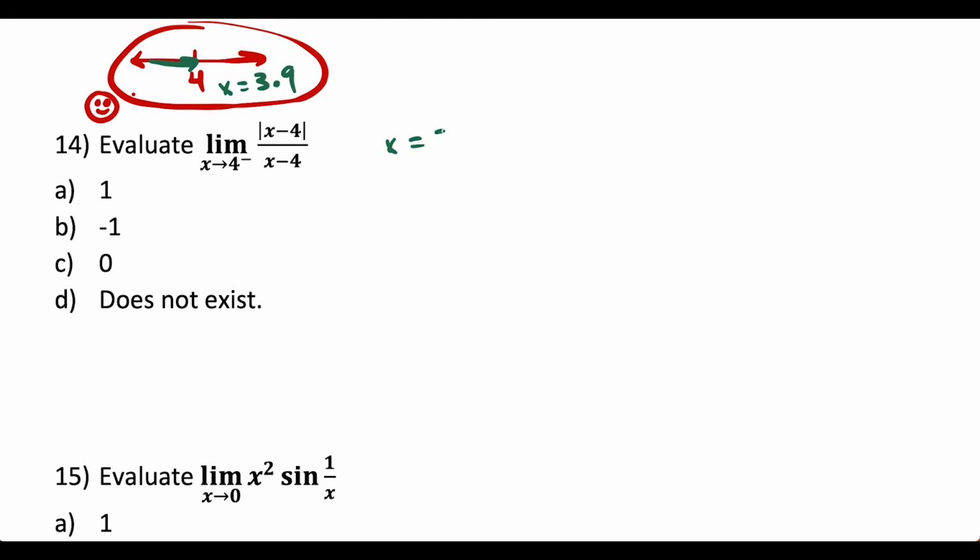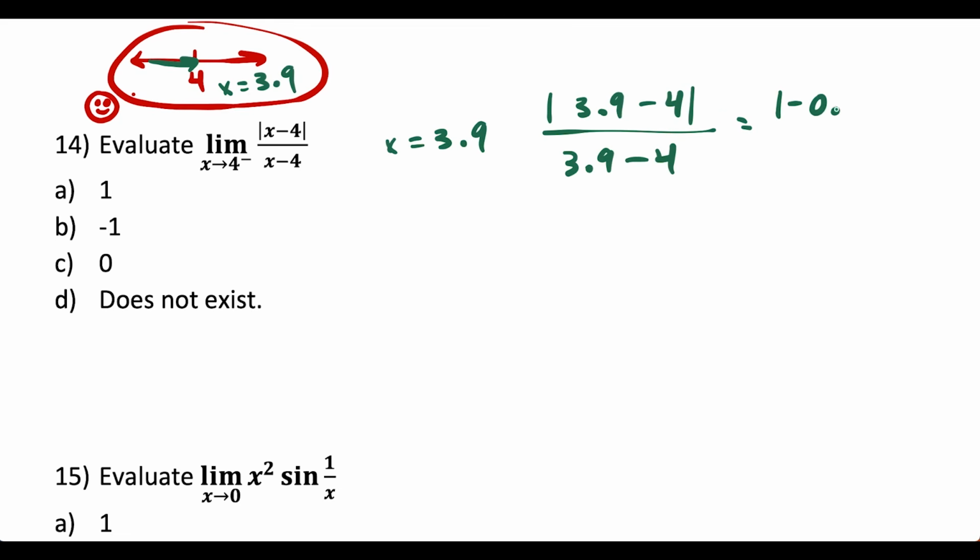And if you plug in x equals 3.9 to this limit, notice you're going to get the absolute value of 3.9 minus 4, divided by 3.9 minus 4, like this. And what we're going to have inside here is the absolute value of negative 0.1 divided by negative 0.1. And then the absolute value is going to take care of that negative and just flip this to 0.1. But on bottom, we're going to be left with negative 0.1. And when we divide these two quantities, we have a positive over a negative. This is going to work out to negative 1. So that tells us our answer is choice B.